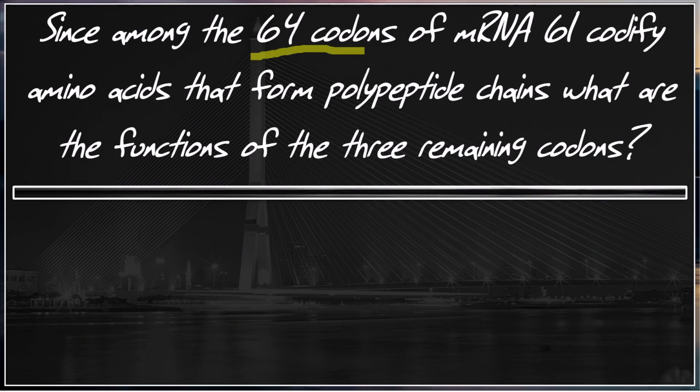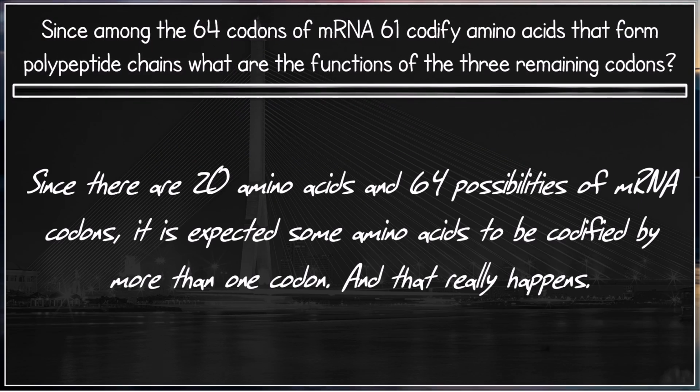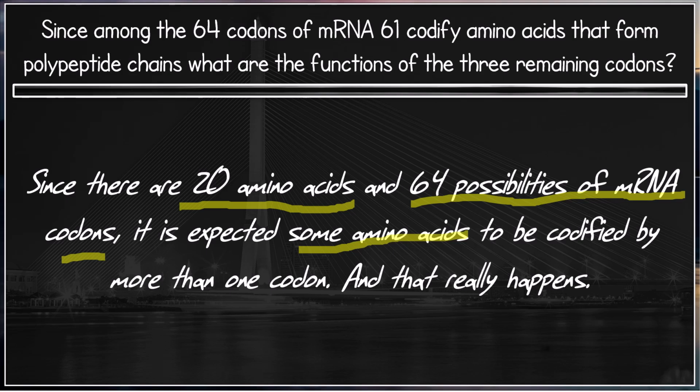Since among the 64 codons of the messenger RNA, 61 codify amino acids that form polypeptide chains, what are the functions of the 3 remaining codons? Since there are 20 amino acids and 64 possible messenger RNA codons, it is expected that some amino acids are codified by more than one codon. And that really happens.